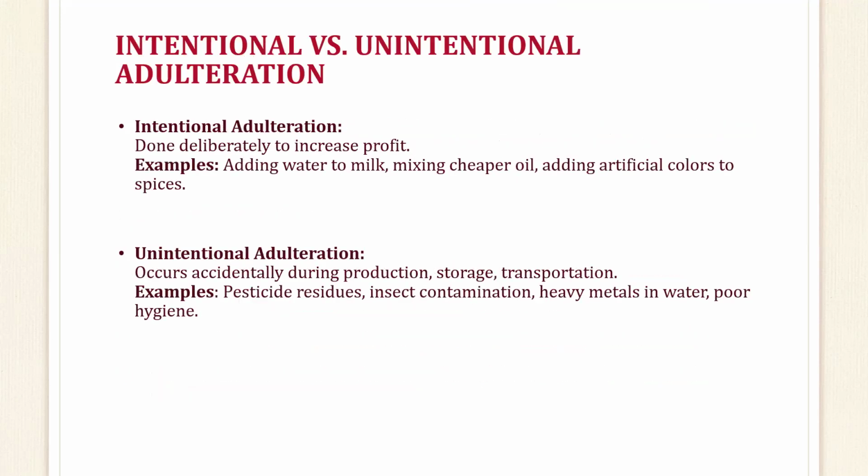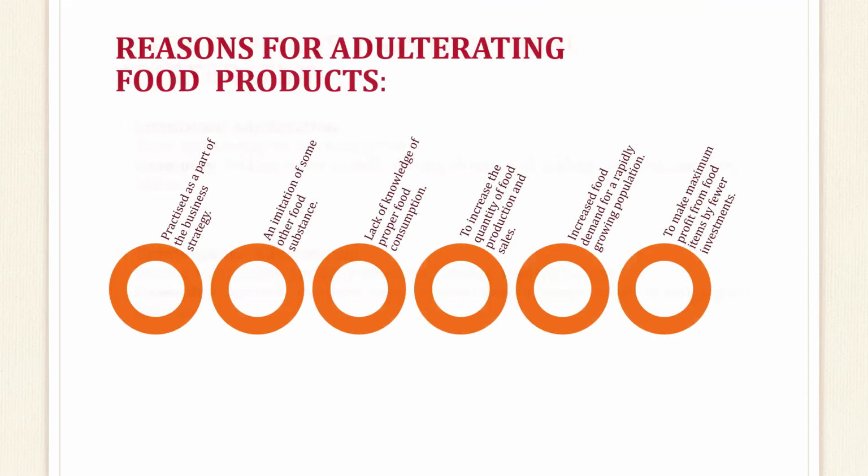Intentional versus unintentional adulteration. Intentional adulteration is done deliberately to increase profit, for example, adding water to milk, mixing cheaper oil, or adding artificial color to spices. Unintentional adulteration occurs accidentally during production, storage, and transportation. For example, pesticide residue, insect contamination, heavy metals in water, and poor hygiene.